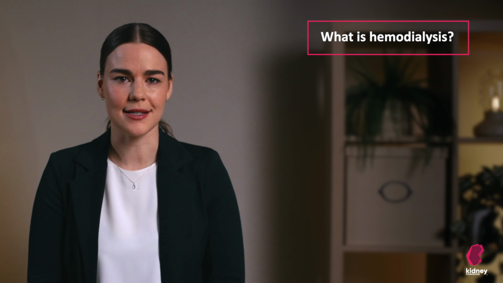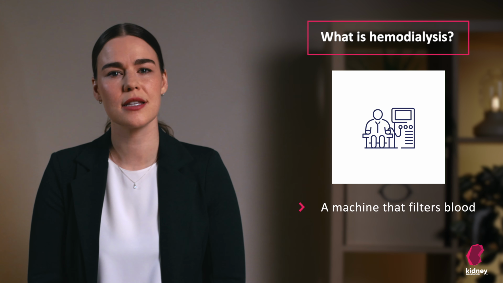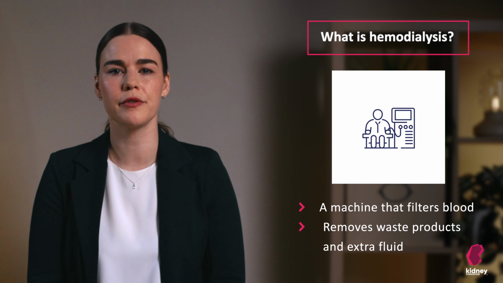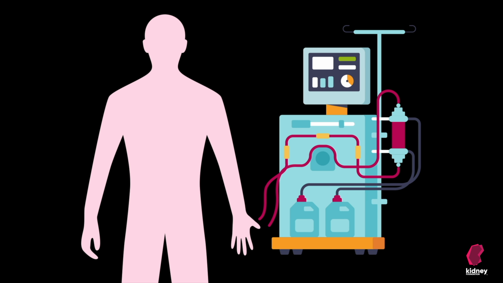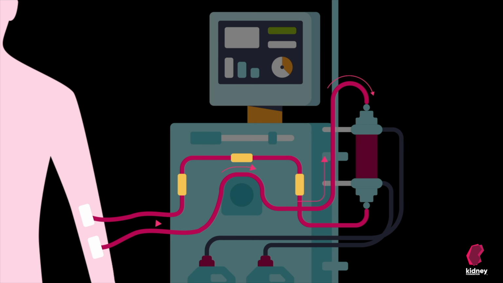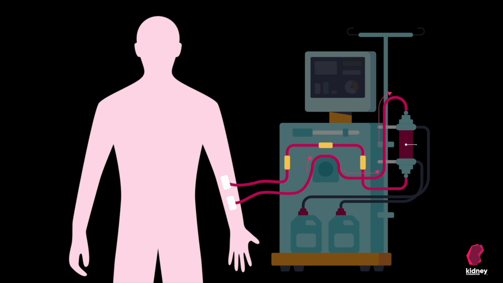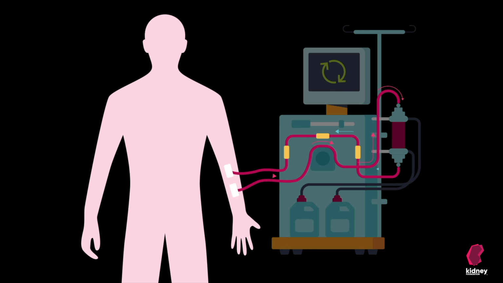What is hemodialysis? Hemodialysis uses a machine to filter the blood to remove waste products and excess fluid. Your blood goes from your body, through a needle or a catheter, through tubing, and to the machine. Once at the machine, it goes through a filter, which is like an artificial kidney, and your clean blood is returned back to you. This process is repeated continuously, usually for 4 hours.